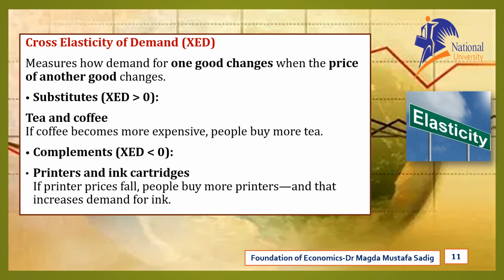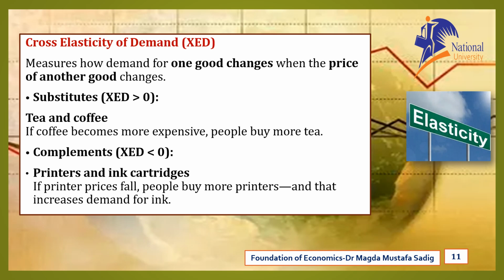Let us come to the last point of elasticity, cross-elasticity of demand, where cross-elasticity of demand measures how the demand for one good changes in response to a change in the price of another good. It is calculated as the percentage change in quantity demanded of good A divided by the percentage change in price of good B.